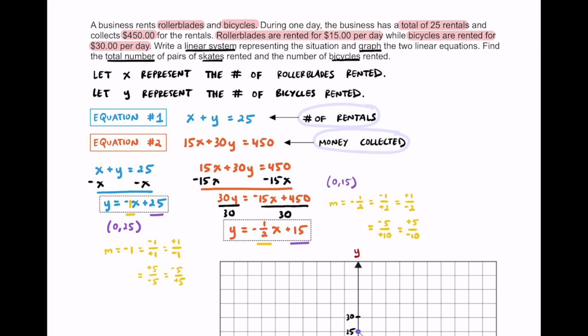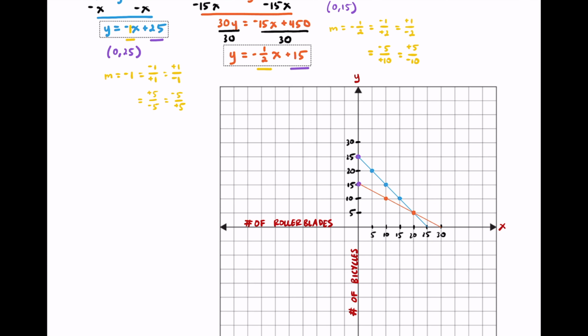Okay. Besides that, we also needed to go ahead and find out the total number of skates that were rented as well as bicycles. So let's go ahead and see where these 2 graphs intersect here. So if you take a look at this one point right here, this is the one location where these 2 graphs intersect each other. This is the solution. So this solution is going to be (20, 5). Okay, that's the ordered pair of where these two equations meet.